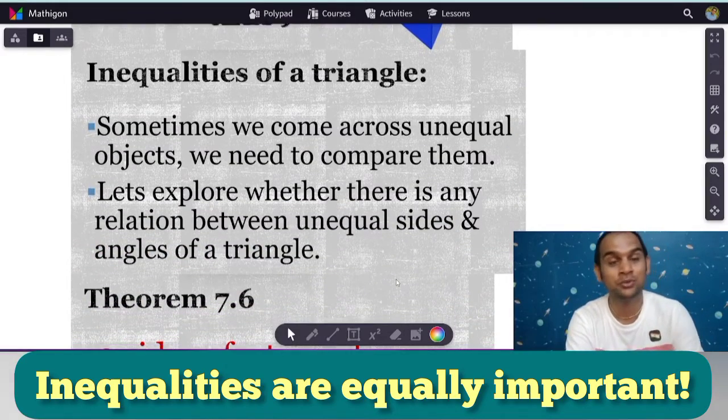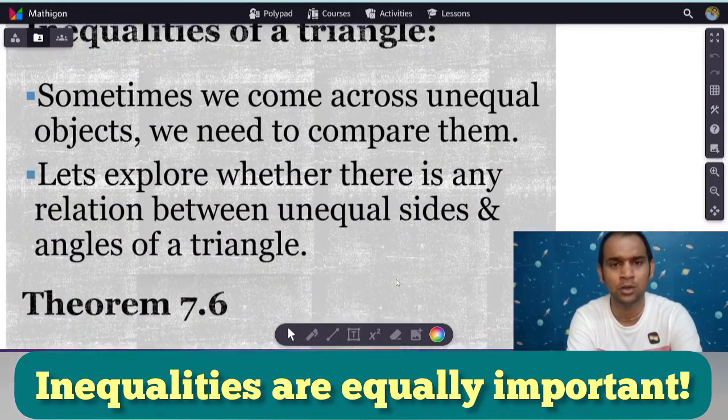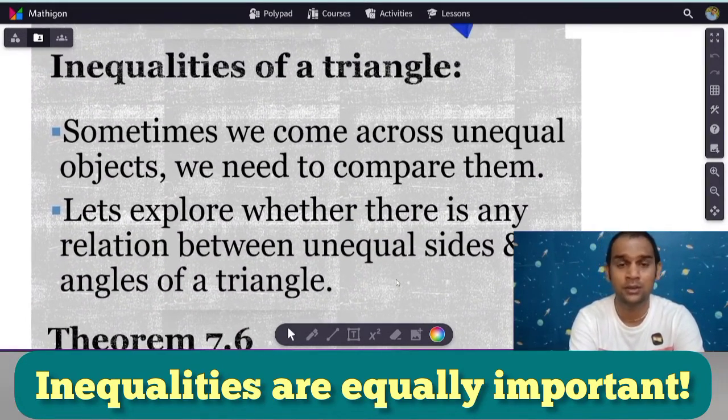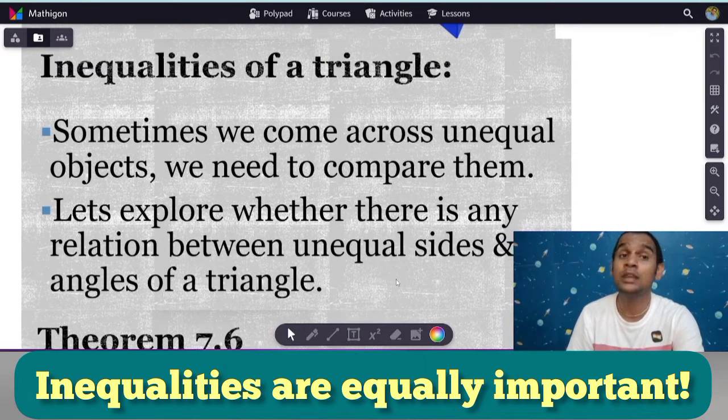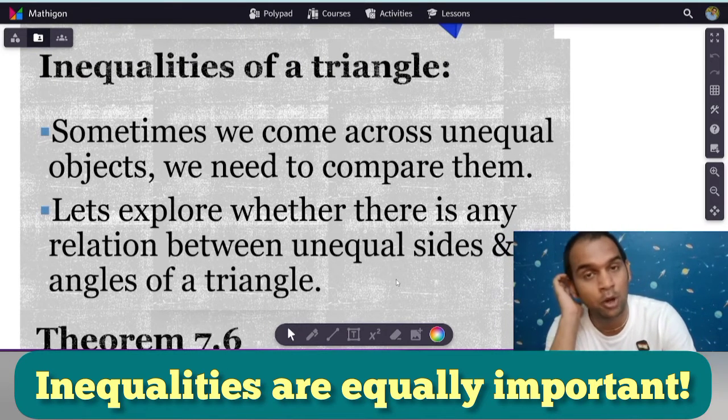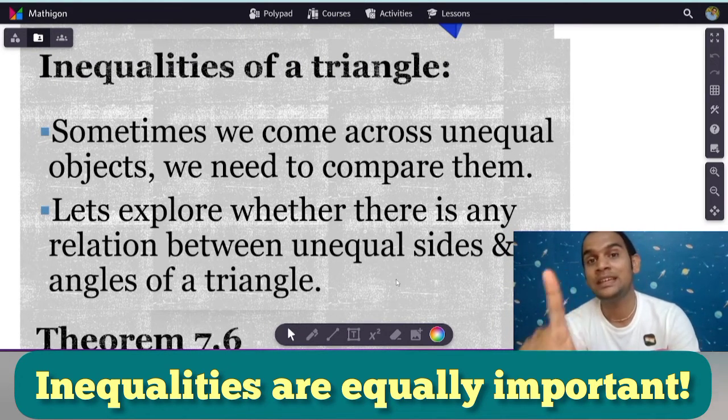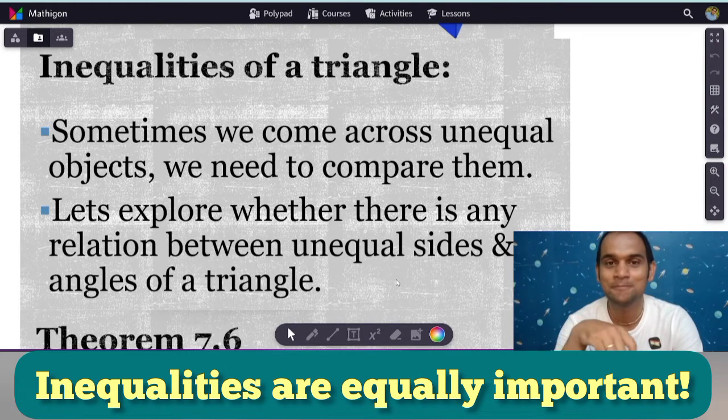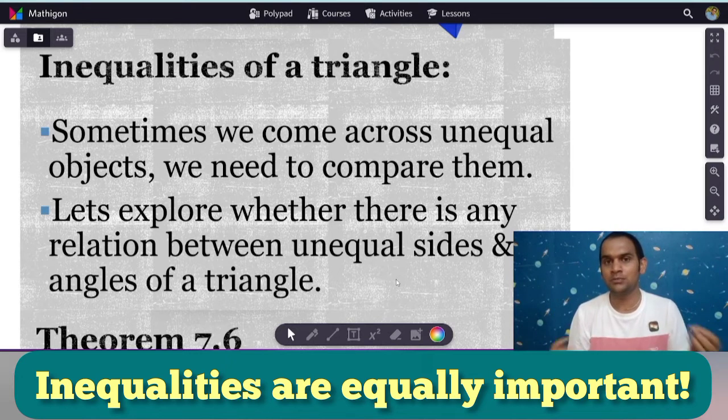Now, why do we need to study inequalities? So far, whenever we talk about congruence and all such properties, we talk about equalities. Even when we talk about the properties of a triangle, we talked about the equal angles and equal sides in an isosceles triangle. Why inequalities? Because at times we come across some unequal objects and we need to compare them. We don't have any other choice.